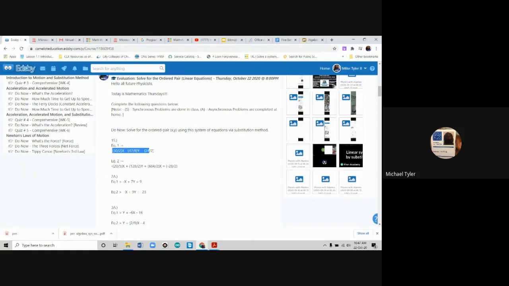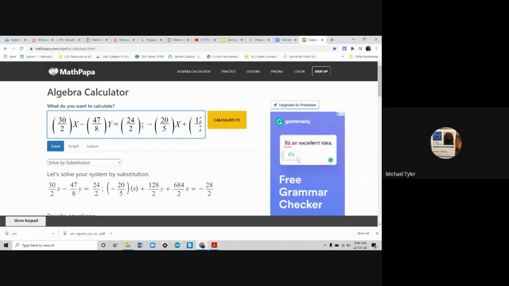So that's the first equation you type into Math Papa. And then semicolon, right? Semicolon, that's this part right here. And next, you're going to type in the next equation. So if you need help typing that in, I'm going to try to put it in the chat again for you.